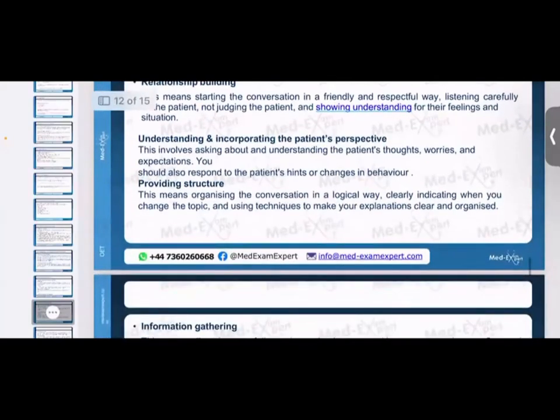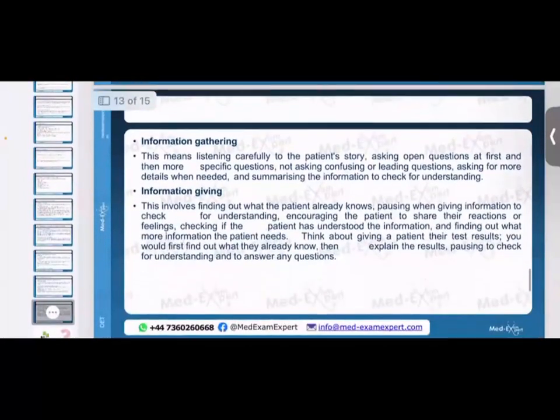So, providing structure. This means organizing the conversation in a logical way, clearly indicating when you change the topic, and using techniques to make your explanation clear and organized.